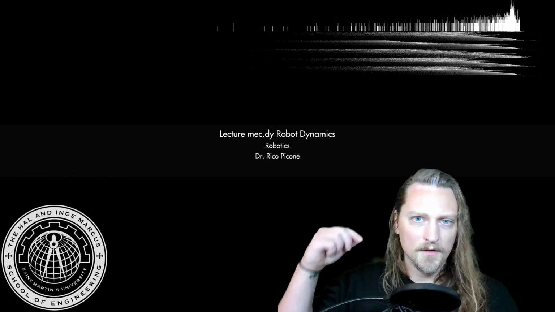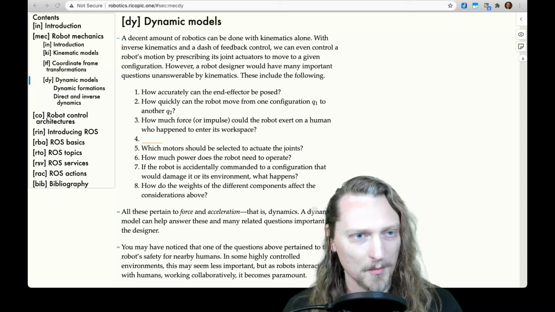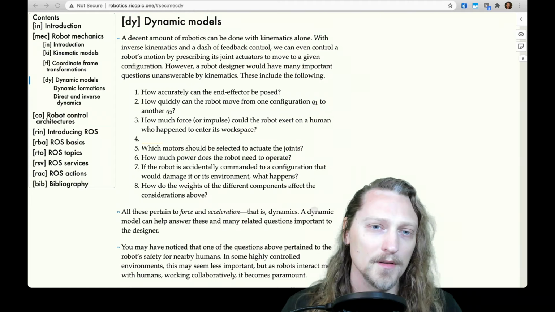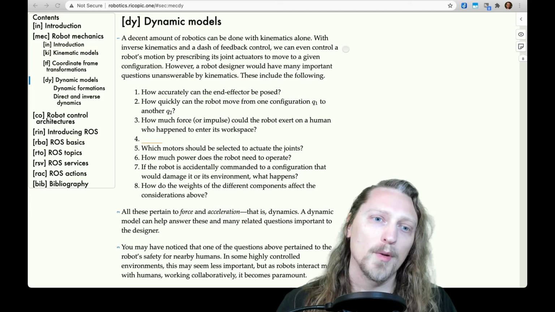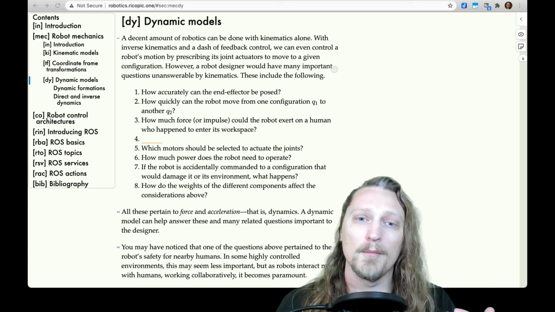Welcome to Dynamic Models, a lecture from the Robot Mechanics chapter. A decent amount of robotics can be done with kinematics alone. With inverse kinematics and a dash of feedback control, we can even control a robot's motion by prescribing its joint actuators to move to a given configuration. However, a robot designer would have many important questions unanswerable by kinematics.